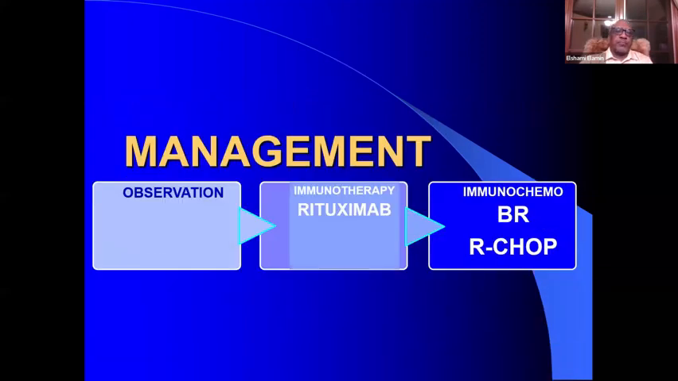So management. Follicular lymphoma, the first step of treatment is observation. Try to just observe, see how things go. If you try to treat, you may use a non-chemotherapy regimen, rituximab single agent, anti-CD20, and if progressed or if the disease is more aggressive, you may use immunochemotherapy, BR, bendamustine rituximab is the standard of care, or you may use R-CHOP. This is just a simple management cascade.